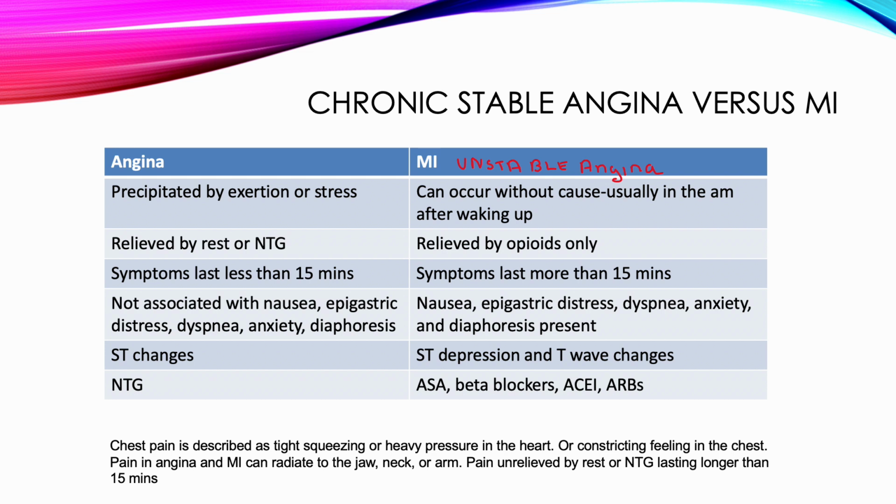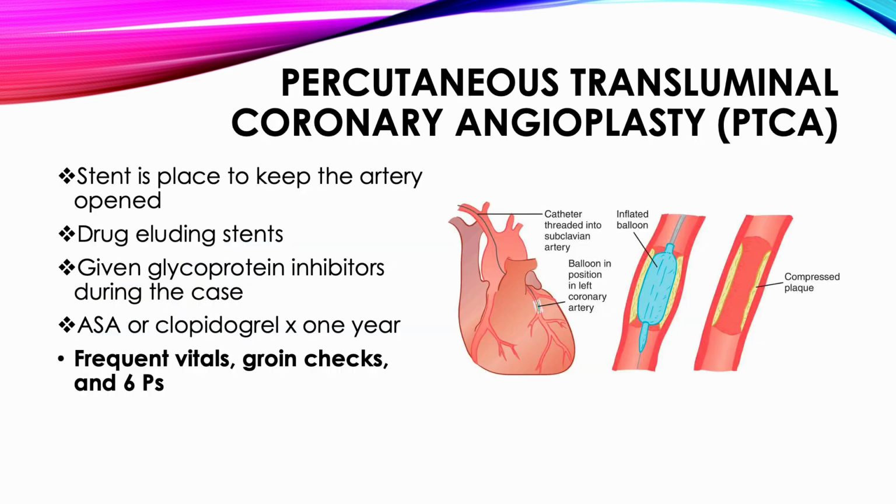So 325 for the initial one, they need to chew it. And then they go to a daily baby aspirin, 81 milligrams per day, okay? They're going to be on a beta blocker. Possibly an ACE inhibitor if there was a lot of damage done, not always. And ARBs for people that can't tolerate ACE inhibitors, okay? All right. So that's the difference between angina and MI.